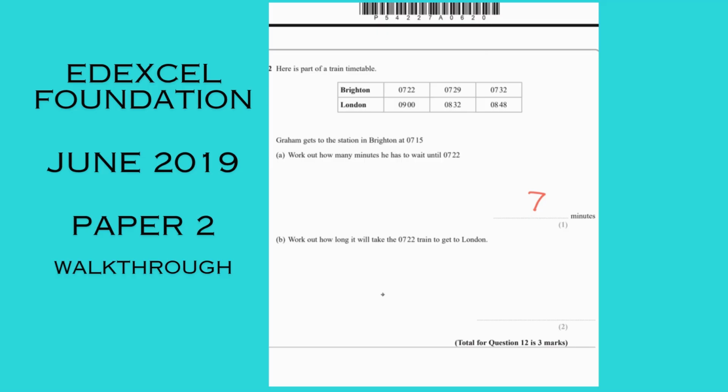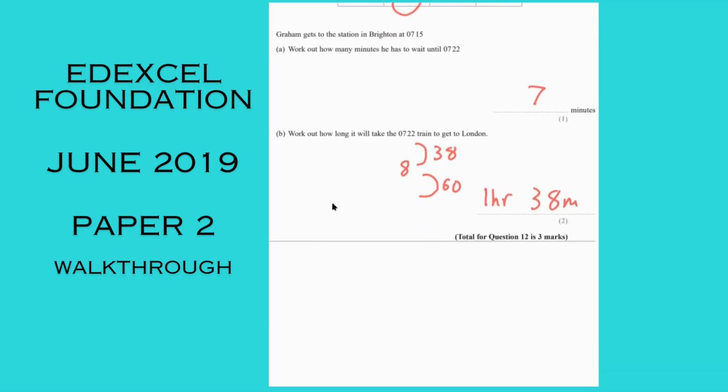How long for the 7:22 train to get to London? So it takes 38 minutes to get to the next hour up, and then it takes 60 minutes to get to the next one. So either write 98 minutes, or should I already put 60 on there, or go with 1 hour, 38 minutes. Next one, number 13.